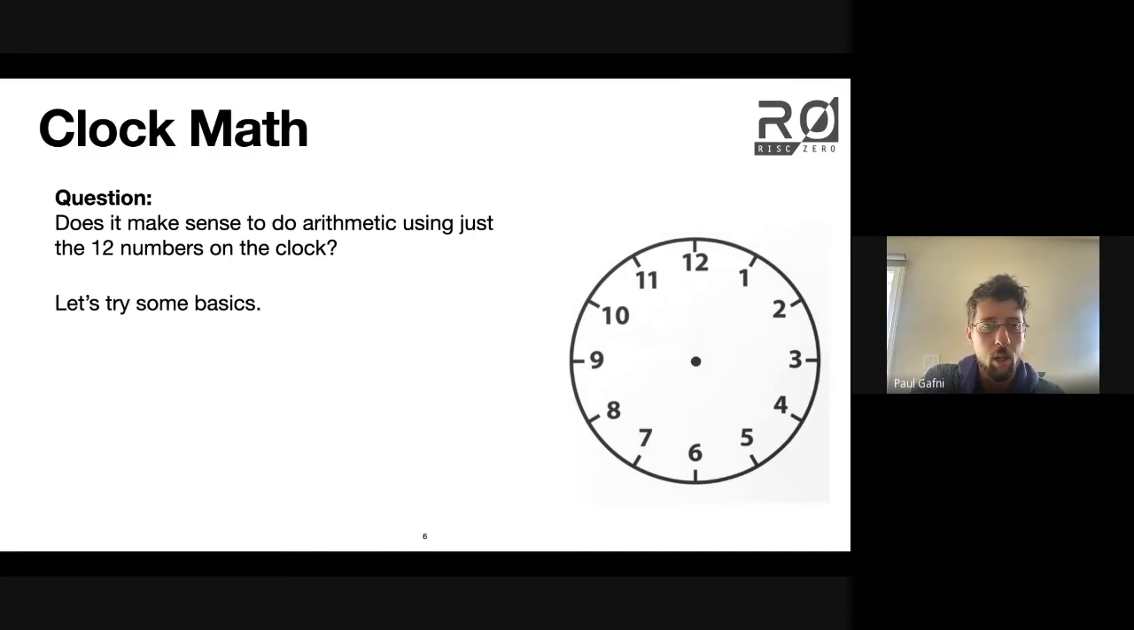So let's just try some basic arithmetic. Does it make sense to do 8 + 8 on a clock?